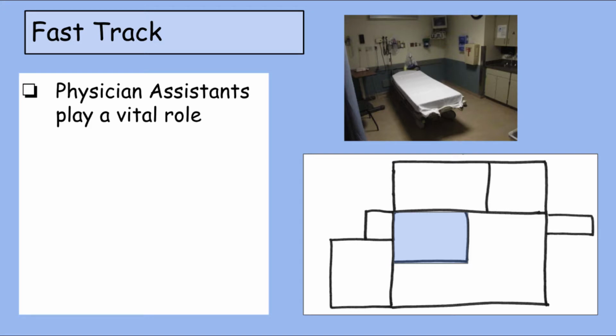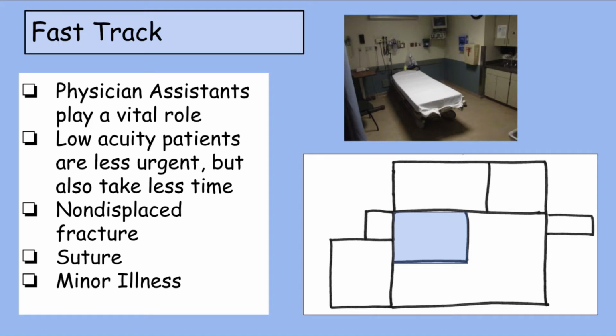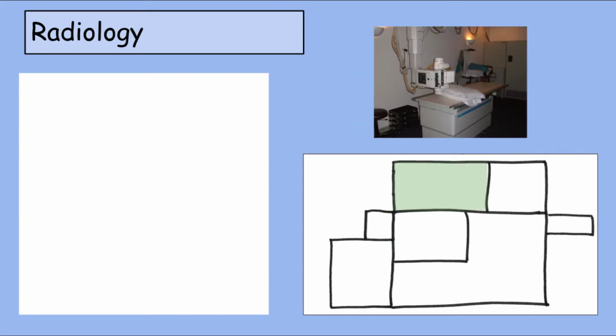You need to be able to recognize people that have a serious condition that were sent to fast track potentially that maybe shouldn't have, so you have to be aware of that. But a lot of times you're going to get your less acuity patients, non-displaced fractures, potentially a lot of suturing, and minor illnesses, fevers, coughs, things like that, things that don't necessarily need a bed and don't need to be there very long.